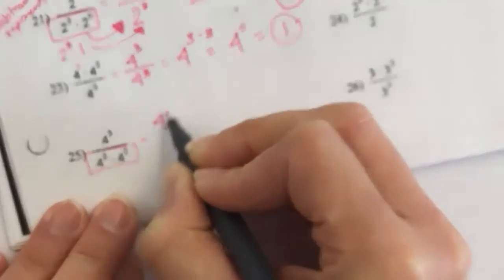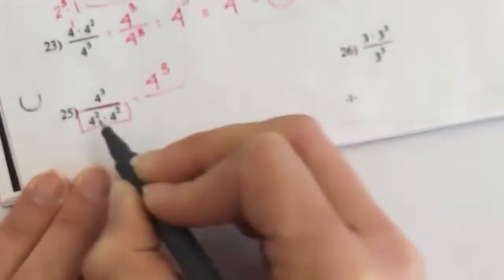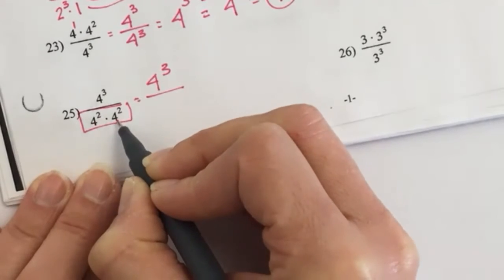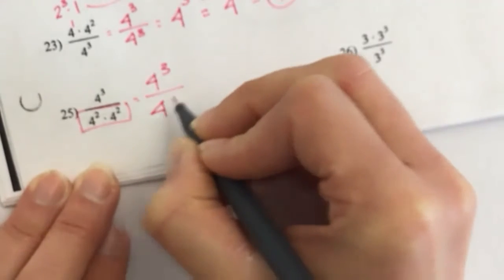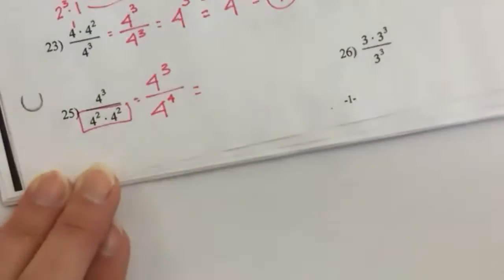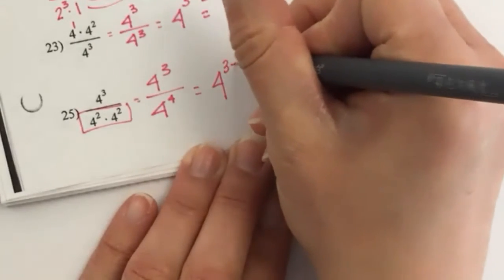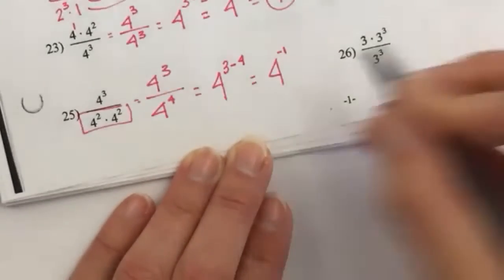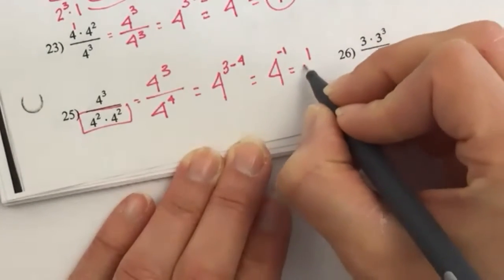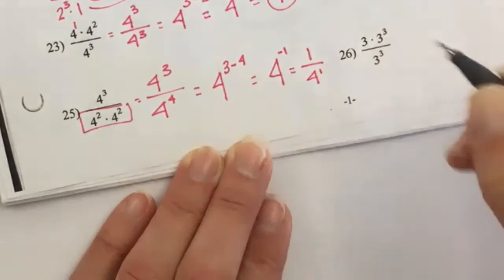Okay, so this one, we're gonna do the bottom first. So 4 to the third stays in the top. And then this is 4 to the second and 4 to the second. So we have 4 to the fourth. So remember that we're subtracting. So this is 3 minus 4, which is 4 to the negative 1. Well, we can't have negative exponents, and you guys that did your IXLs, we practiced this a lot.